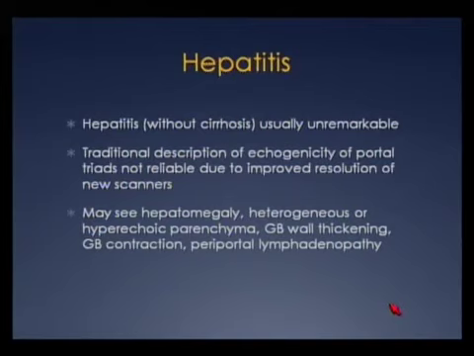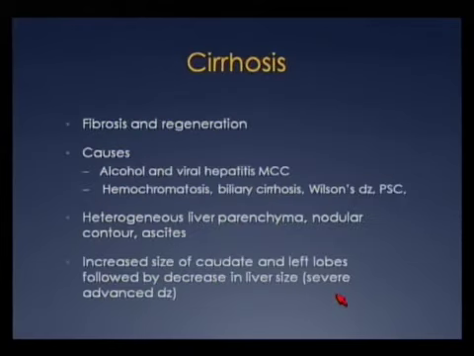Hepatitis. Hepatitis without cirrhosis is usually unremarkable by ultrasound. In our literature, traditionally, there's the description of the echogenic portal triads. But because our machines are so good now, this really doesn't hold true anymore because we see the echogenicity of the portal triads normally. But you may see hepatomegaly, heterogeneous liver parenchyma, gallbladder wall thickening or contraction, and periportal adenopathy.